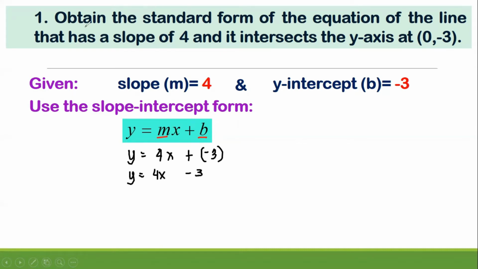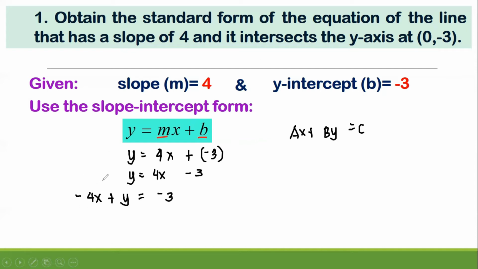Now take note, the problem is asking you to express the final answer in standard form, which is, again, Ax plus By equals C. Therefore, you have to transform this one. And that would be, again, align your equal sign so you will not get confused. We have to move 4x to the left side of the equal sign, and that will become -4x, and then plus y equals -3.